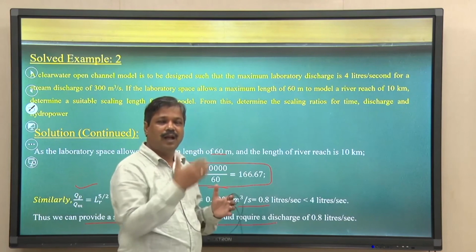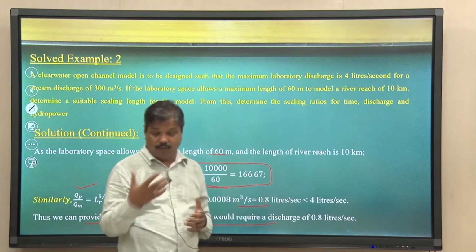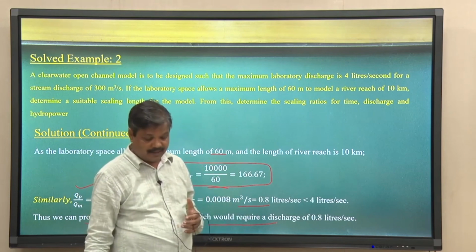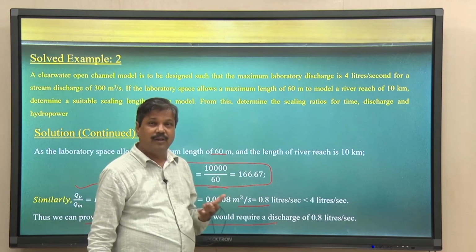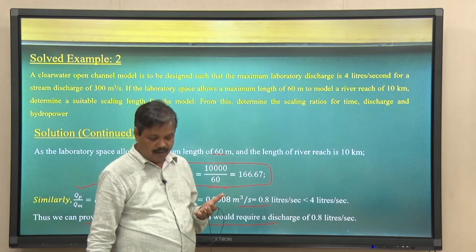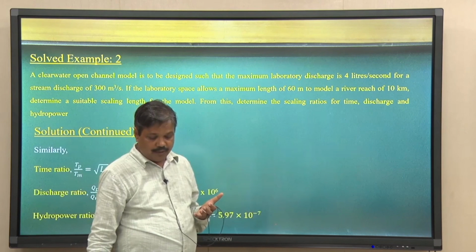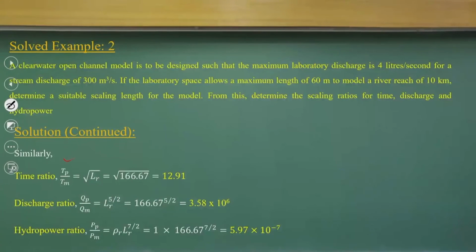So, this is how we design physical models: based on the conditions we have in our flume, the prototype size, the flow variability range, and what we are trying to do, whether a mobile bed, a rigid bed, only flow Froude similitude, or we are looking for resistance similitude. With this, you can again compute the time ratios, discharge ratios and hydropower ratios to get the values.